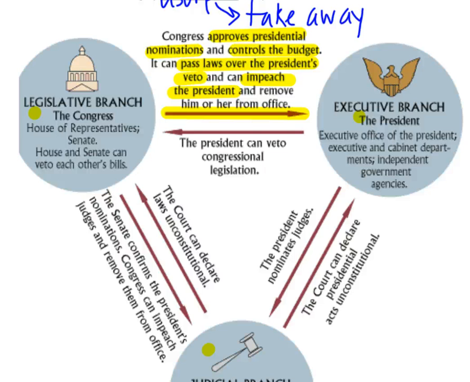All right, so let's go the other way now. How can the executive branch check the legislative branch? Well, he can veto congressional legislation. There's a lot of other things that he can do, so I don't want you to think he's less powerful, but just for our purposes, that's what you need to know.